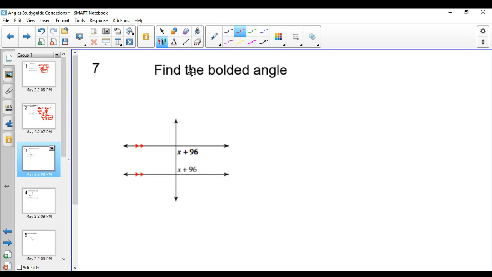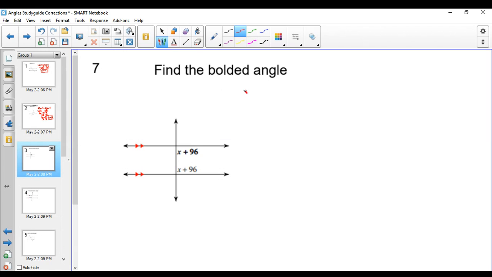Okay, next, number 7. So it says to find the bolded angle. So this angle right here is the one that's bolded. So they don't want just the value of x. They want the actual measurement of that entire angle. So these are consecutive interior angles. You can also call those same side interior angles. But the thing that I know about consecutive interior angles is that they have a sum of 180 degrees.